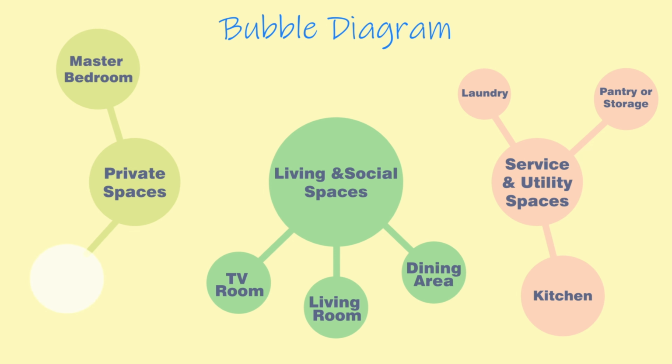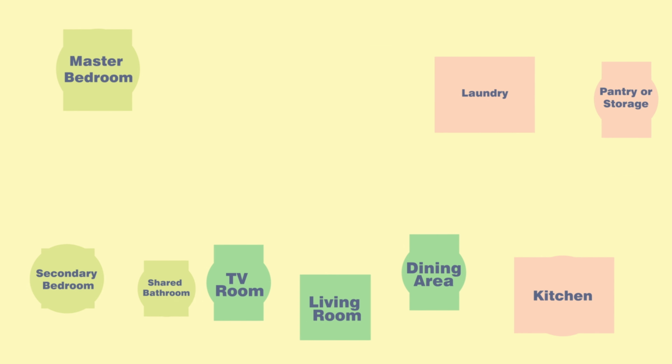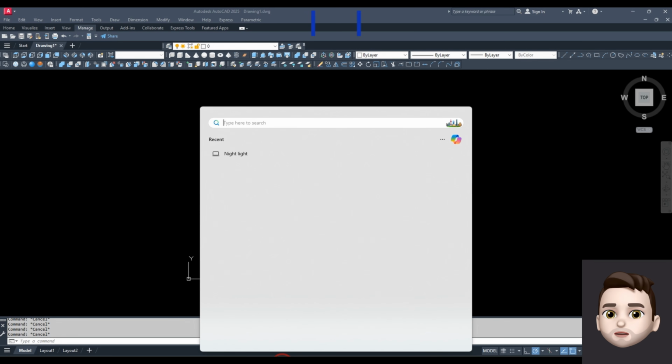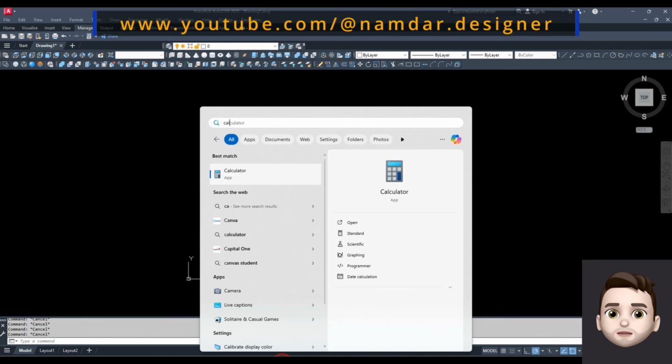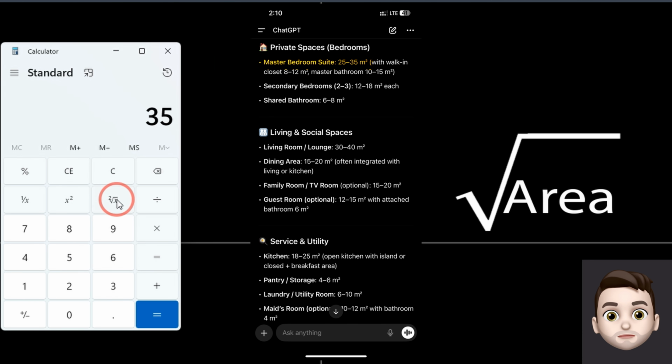Then I draw all the squares and arrange them next to each other based on the bubble diagram. This way, I get an accurate layout of these spaces and their areas, which I can later use to draw the floor plan. So first step, I use the calculator, and I want to draw my first square.